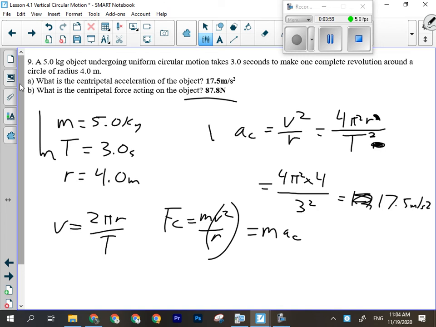So expect that those are the kinds of questions that are going to show up on quizzes and tests. Tomorrow you're going to be doing your assignment on circular motion, so you'll see some questions like that, some curve questions, banked curves, non-banked curves, stuff like that on there.